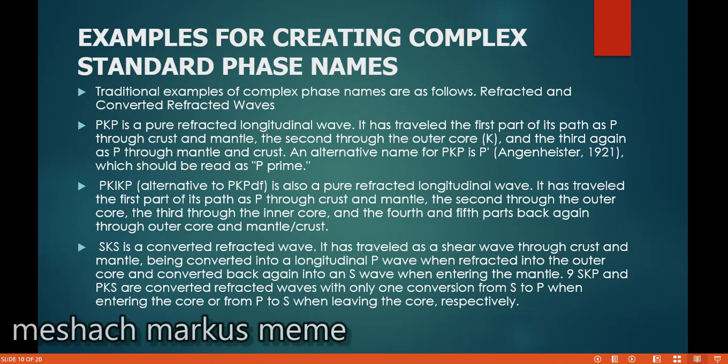So these are standard. So when you see a capital something like this, it has passed through the mantle, crust, and through the outer core, that's another standard. We also have one that carries like 5 letters, which is also a pure reflected longitudinal wave. It has traveled the first part of its path as P through the crust and mantle, the second through the outer core, the third through the inner core, and the fourth and fifth parts back again through the outer core and the mantle crust.